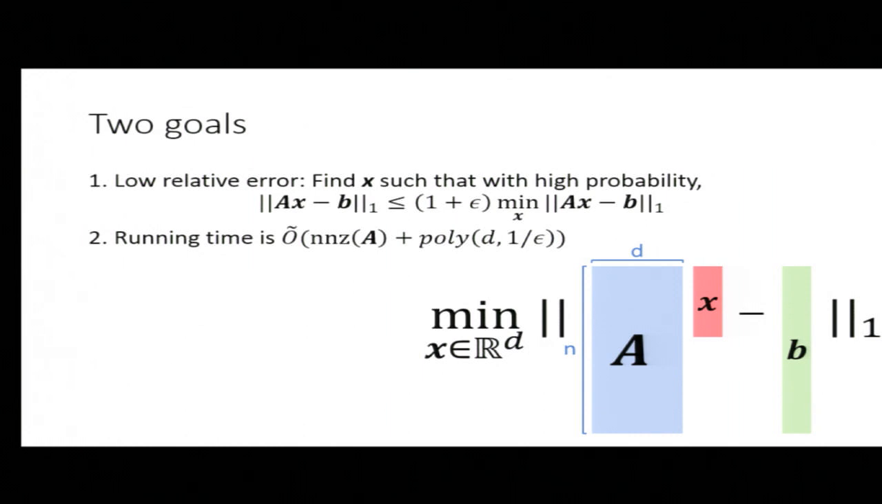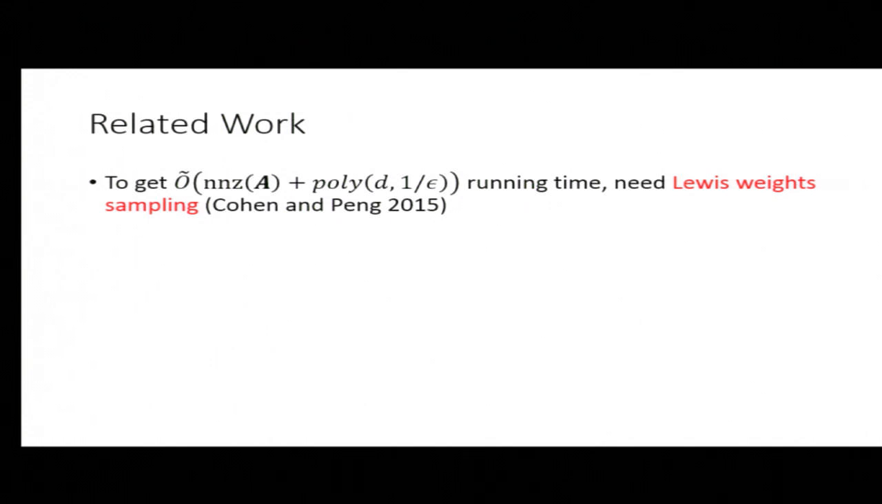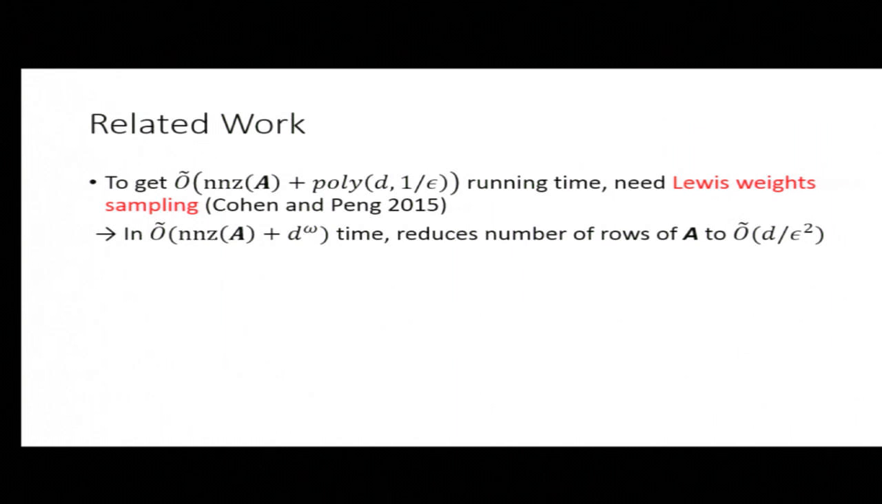All right, so to get these kinds of running times, you need to use something called Lewis weight sampling, which was developed by Cohen and Peng in 2015. Basically, it's a row sampling technique that will reduce the number of rows of A down to about d over epsilon squared, and it only takes nnz of A plus d to the omega time, where omega is the matrix multiplication constant. And I'll talk a little bit more about that later. But essentially, once you use Lewis weight sampling, then you can apply whatever solver you want.